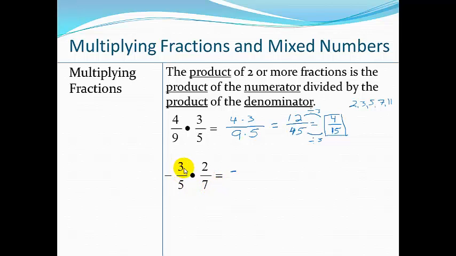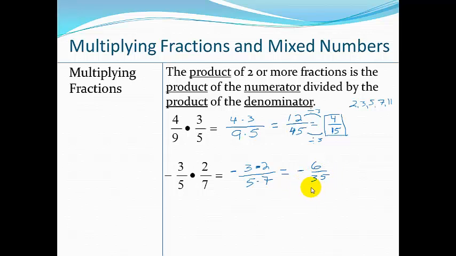So then again, I'm multiplying the numerators over my denominators. So here's how it would look. Just put the negative off to the side. It's going to be 3 times 2 over 5 times 7. So I'm going to go ahead and multiply across. I'm going to carry that negative again. 3 times 2 is 6. 5 times 7 is 35.